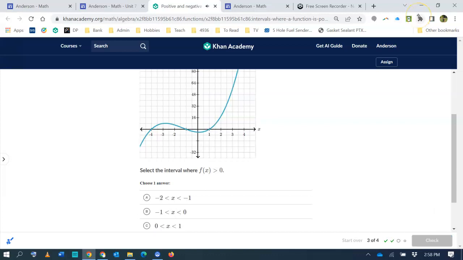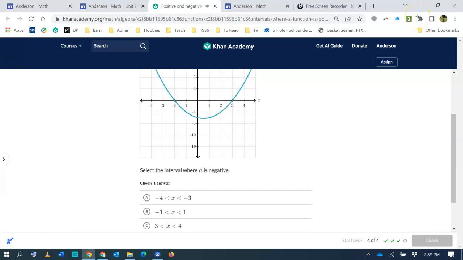Select the interval where f of x is greater than 0. So we're looking for a positive interval. First option is -2 to -1, and that is positive. So A is an answer. -1 to 0, so that's from here to here, and that is negative, so it's not B. And from 0 to 1 is also in negative land, so it is not C. It is only A, which it says choose one answer. So I get to stop after the first one.